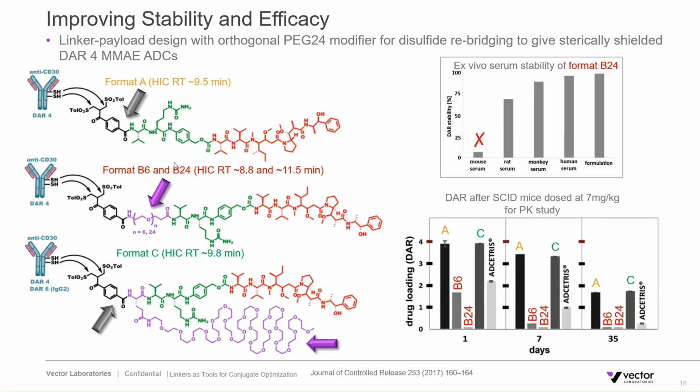In vivo stability studies found that formats B6 and B24 with that long conjugation distance were extremely unstable. However, format A with the short conjugation distance was much more stable. But now that hydrophobic payload is exposed, and it could present some downstream liabilities with development. Format C, which also retains that short conjugation distance and places the PEG in the orthogonal shielding position, was just as stable as format A. So presumably, this increase in stability is going to reduce toxicity.